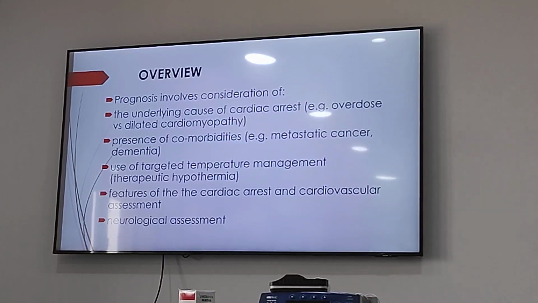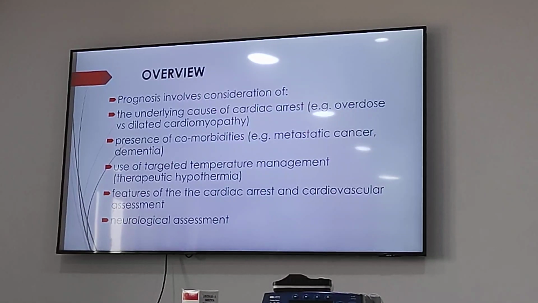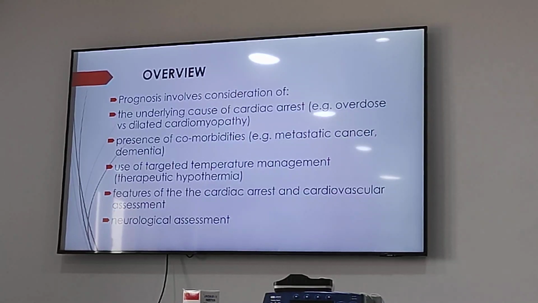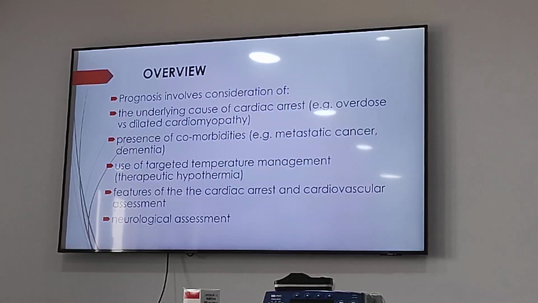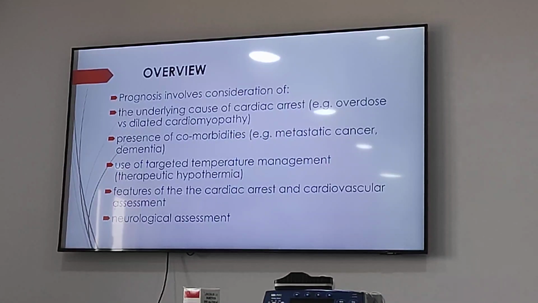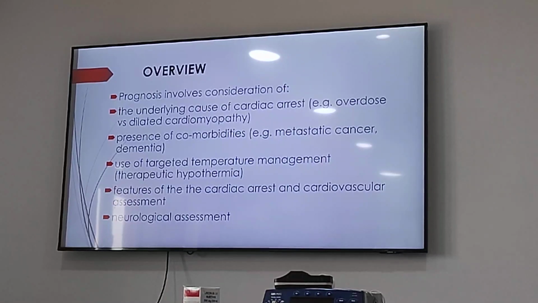Prognosis involves the consideration of the underlying cause of the cardiac arrest and the presence of comorbidities, like if the patient has cancer or dementia. The use of TTM, okay, that will be again assessing neurologically. The patient will be assessed after this TTM has been started, and that will also give us an idea of prognosis. What are the features of cardiac arrest and cardiovascular assessment?